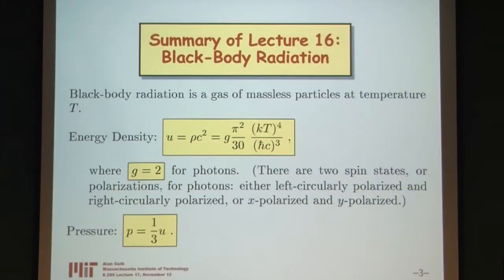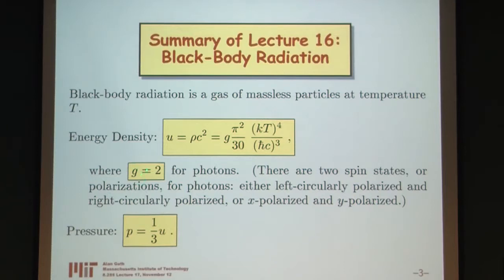Okay, then we began talking about black body radiation, which is basically a gas of massless particles at a temperature T, that is a gas of massless particles in thermal equilibrium. And it turns out that the temperature T determines almost everything. So the energy density of black body radiation, u, which is the same as rho mass density times c squared, is equal to a kind of a fudge factor g times pi squared over 30 times (kT) to the fourth over (h bar c) cubed.